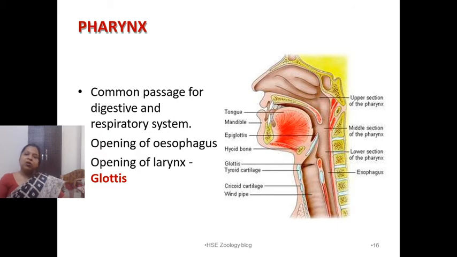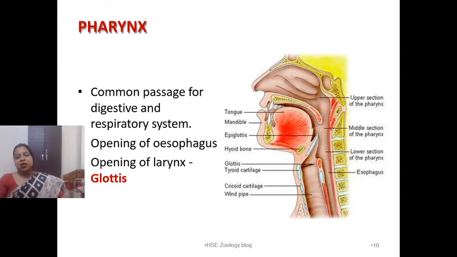pharynx में 3 पार्ट होते हैं. ठीक है. Nasopharynx, oropharynx and laryngopharynx. Nasopharynx is the upper part of pharynx. ठीक है. जहाँ पे कि pharynx ओपन होता है.